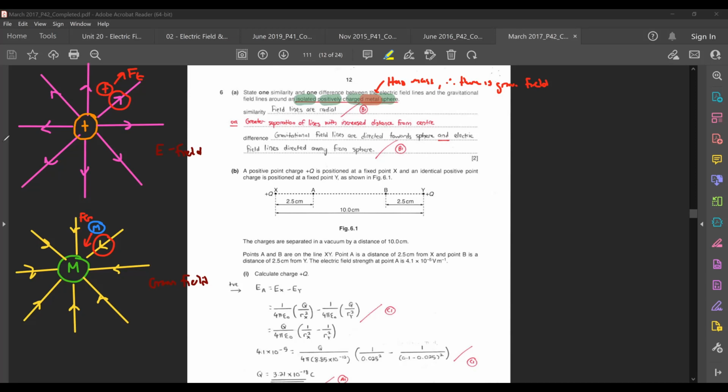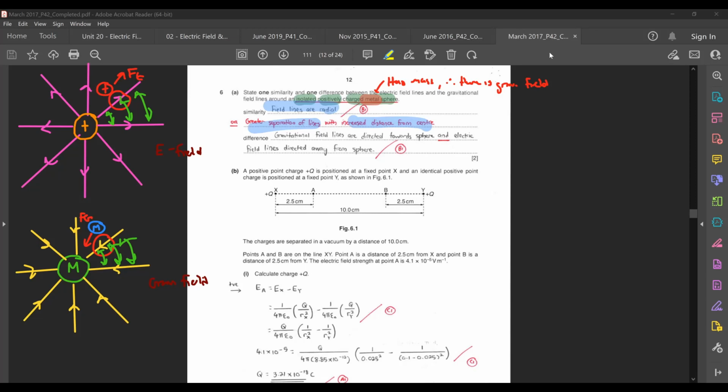Okay, so what are the differences and what are the similarities between both of them? The first similarity that you can say for both of them is that the field lines are radial. Or you could also say this: there's greater separation of lines with increased distance from the center. They're actually referring to the part where the further you go away from the center of the sphere, the greater your separation. Something like this. You can see that your separation is increasing, right? The further away you go from the center of the sphere. This is another way of saying that lines are radial, actually.